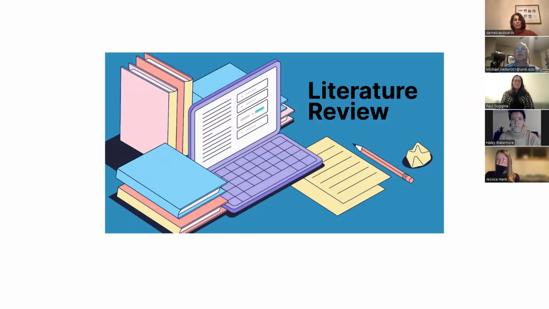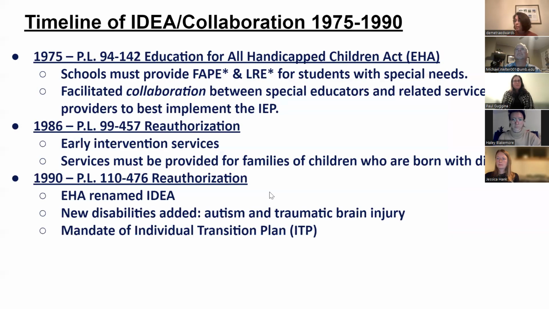This is Demetra, and we chose to do our literature review on a literature review that discussed the evolution of IDEA and collaboration. In 1975, the Education for All Handicapped Children Act was established. Schools were required to provide a free and appropriate education in the least restrictive environment. It stated this would facilitate collaboration between special educators and related service providers to best implement the IEP. However, at this time, the children mostly received services separate from their peers.